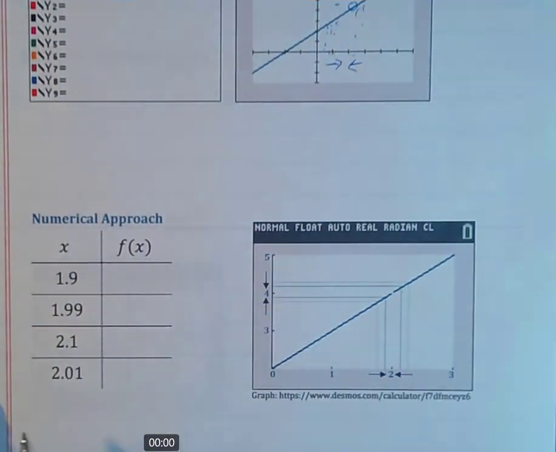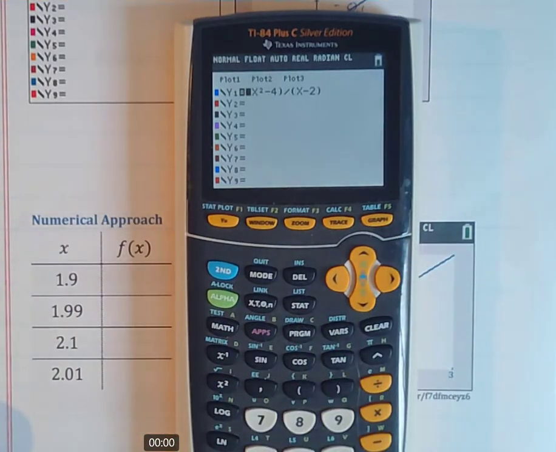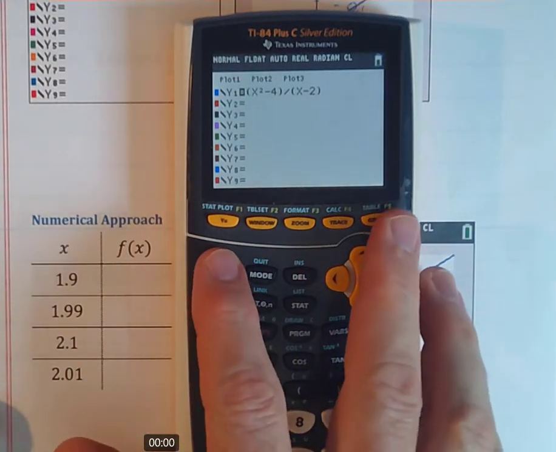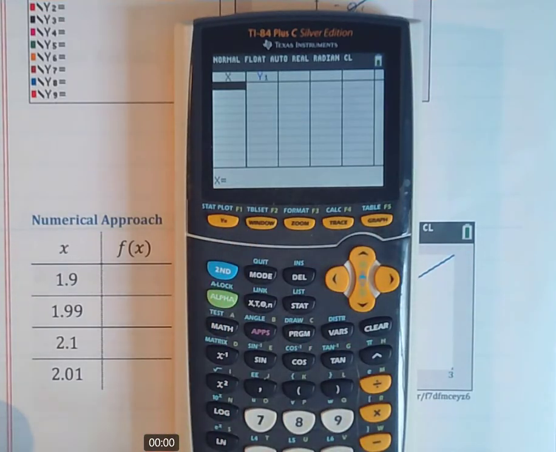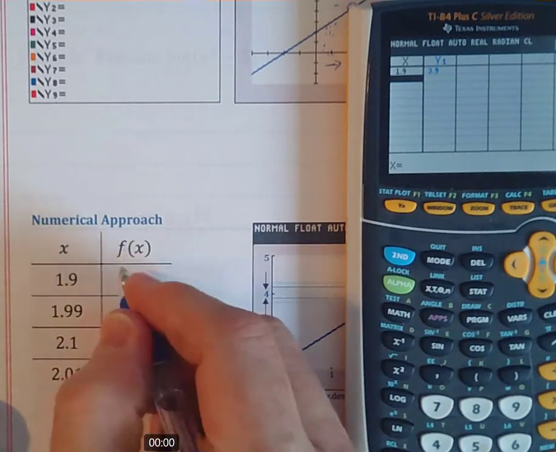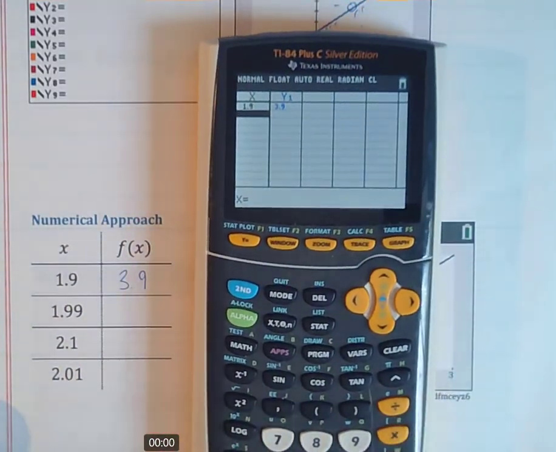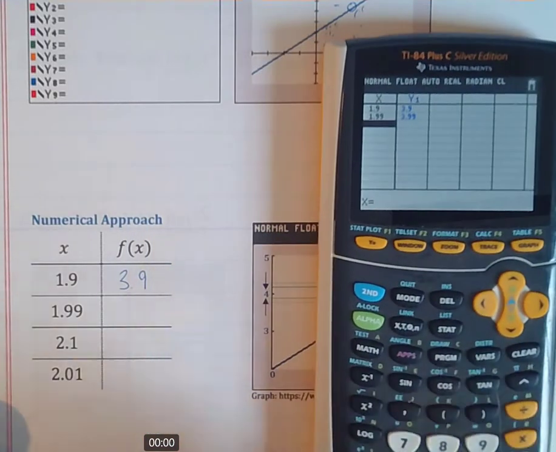We could say, okay, well, what happens if x equals 1.9? Well, I can go in here and see what that is. I can use my calculator. I just got my function inside my calculator here, and I'm going to go into my table and see what happens if I put in 1.9. Well, 1.9 gives me a value of 3.9 as my y value. What about if x equals 1.99? Well, then my y value is 3.99.